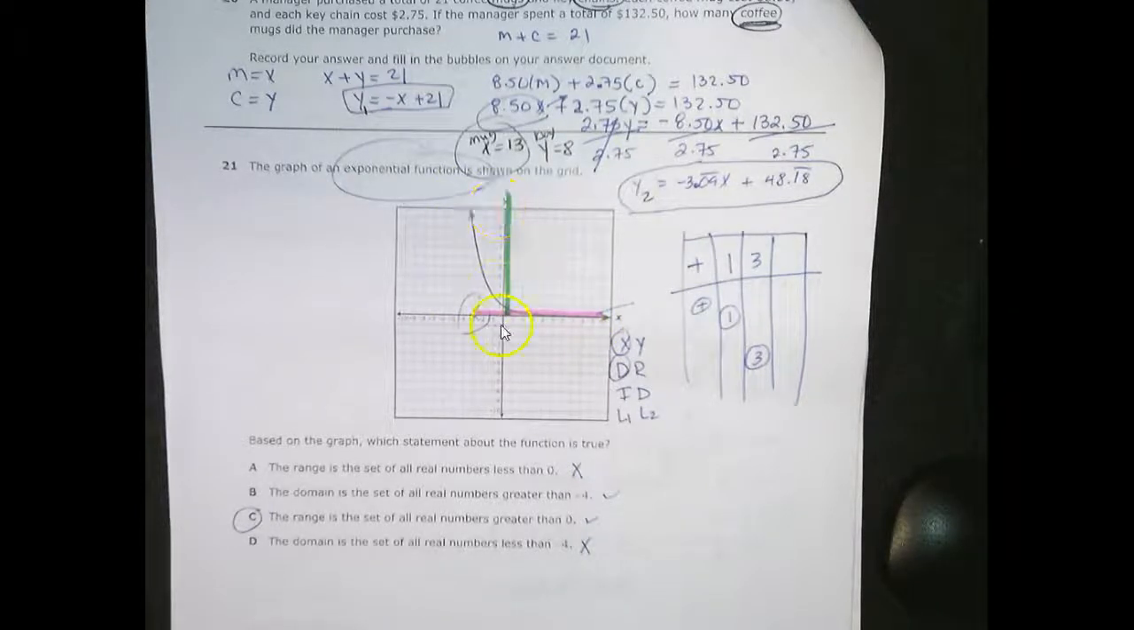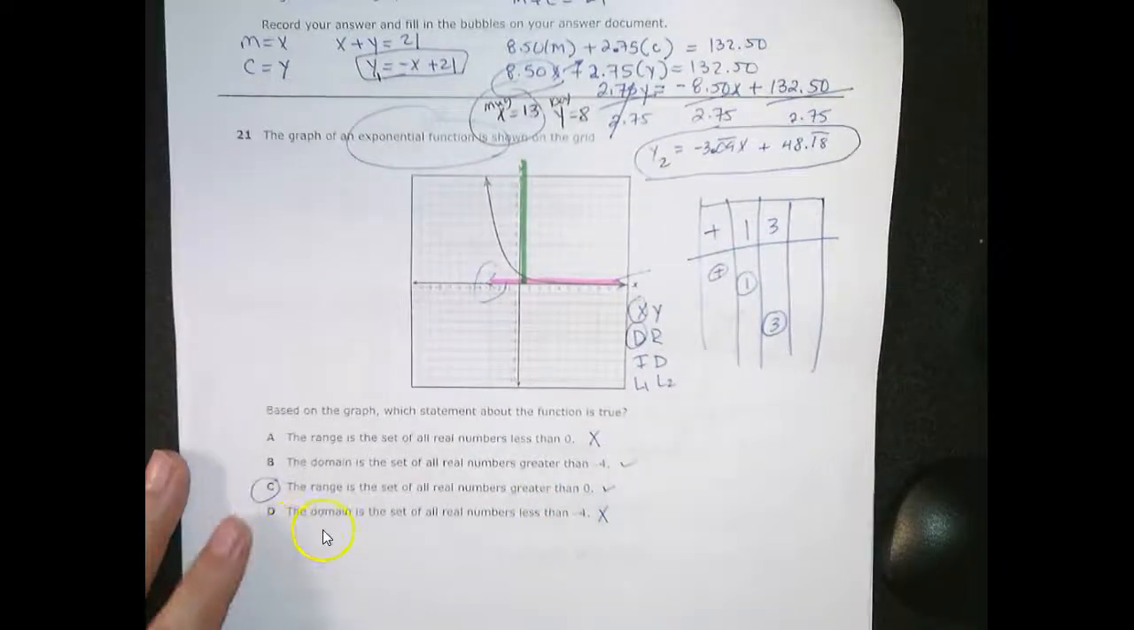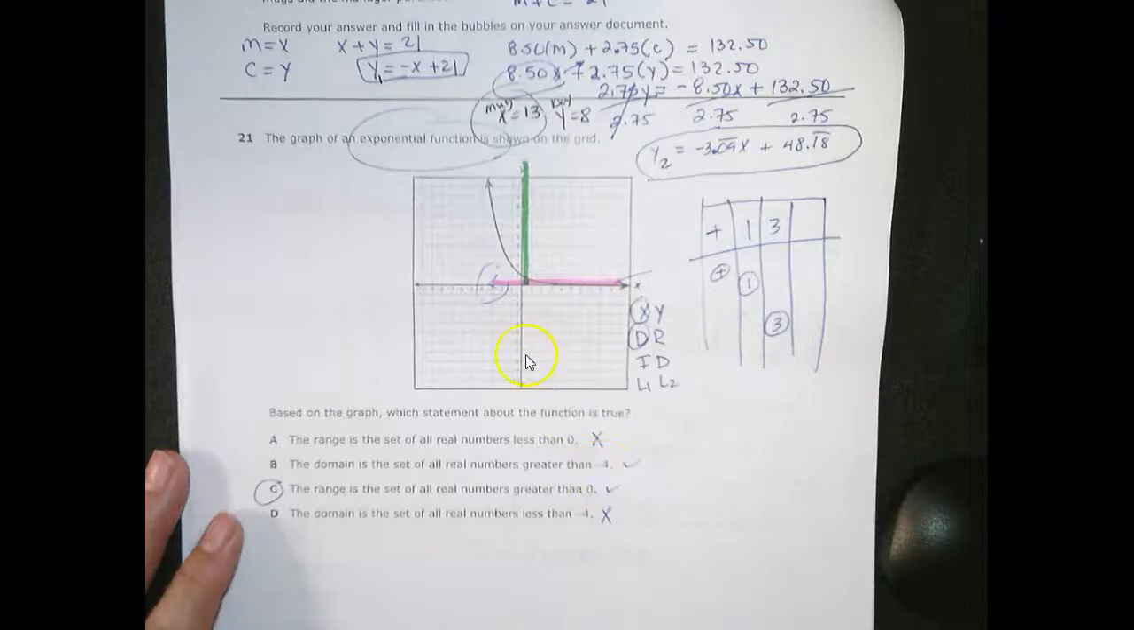The green one I do know. Starts here and it goes up all the way. So if you're looking through these, you can look. And remember, domain is x and range is y. So if you look at my answer choice, I pick C. Range is greater than 0, and that's true. I can prove that. Look at that green line. This one here says the domain is all real numbers greater than -4. Now I agree it is greater than -4, but what about this side?